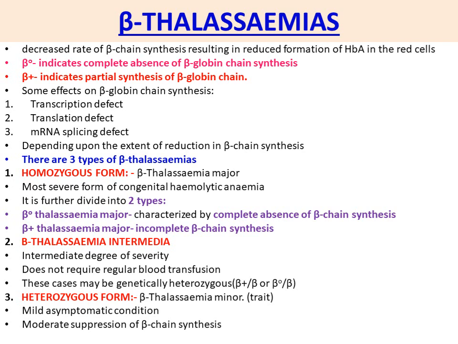Then beta thalassemia intermedia: intermediate degree of severity, does not require regular blood transfusion. These cases may be genetically heterozygous, beta plus or beta 0. The heterozygous form is beta thalassemia minor, it is a trait. Mild asymptomatic condition, moderate suppression of beta chain synthesis. So the important ones are homozygous, heterozygous and beta thalassemia intermedia. Beta thalassemia major is very important.